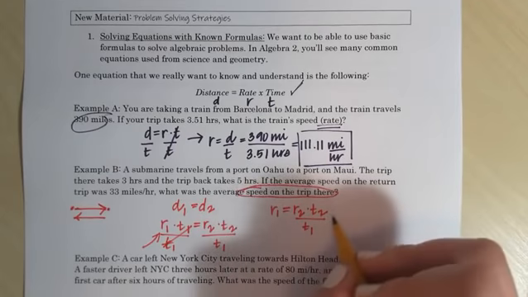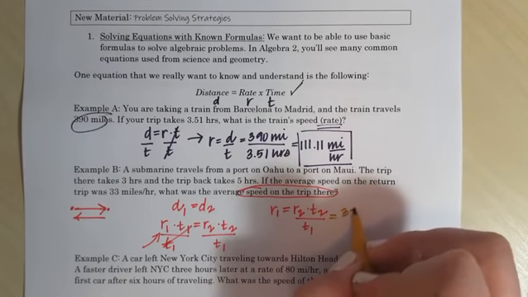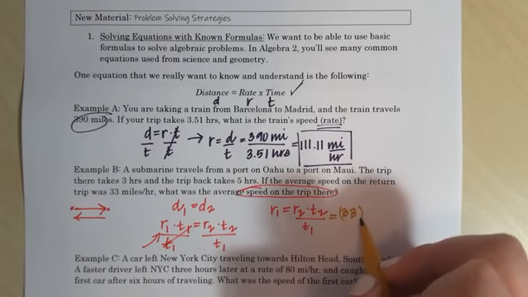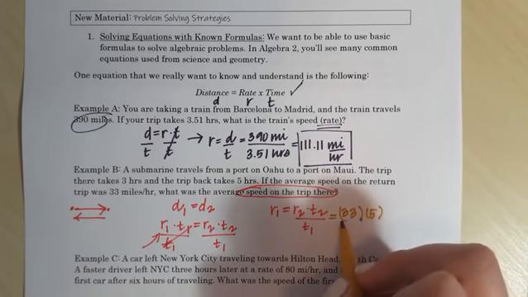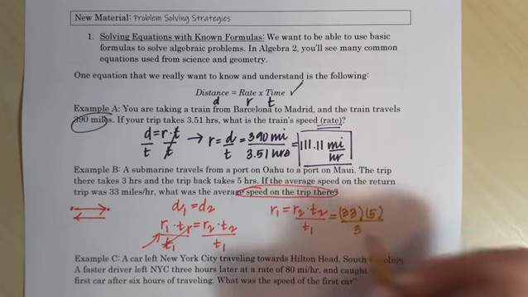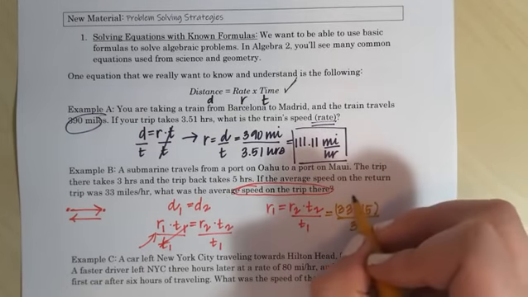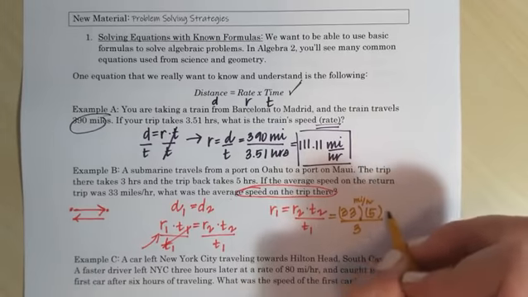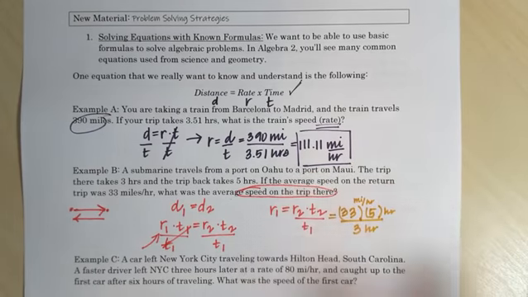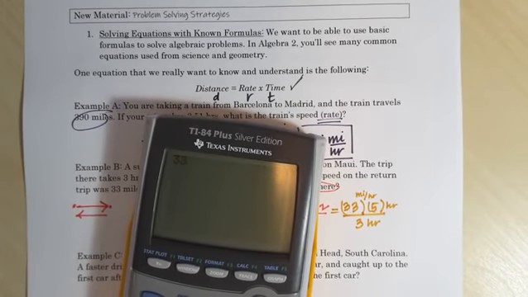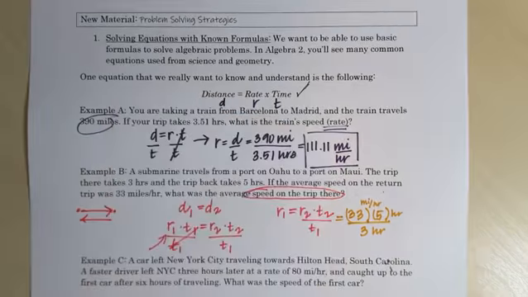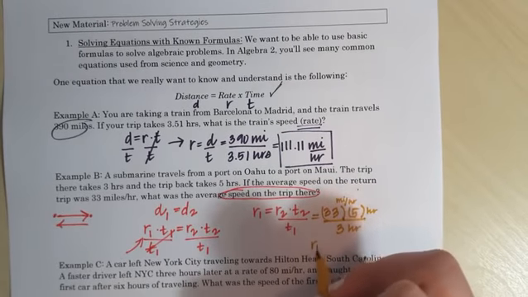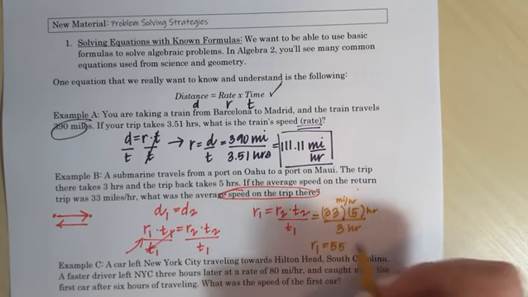So my rate on the return trip was 33 miles an hour. My time on that return trip was 5 hours. My time on the first trip was 3 hours. So I've got units here, miles an hour, hours, and hours. And I can just go ahead and plug that in. 33 times 5 is 165. Divided by 3 gives me 55. So my rate on the way there was 55 miles an hour.